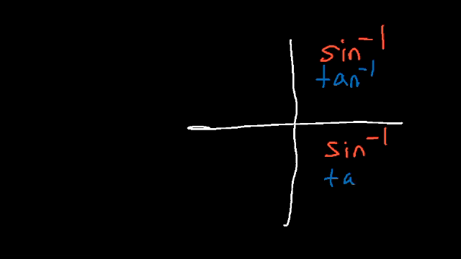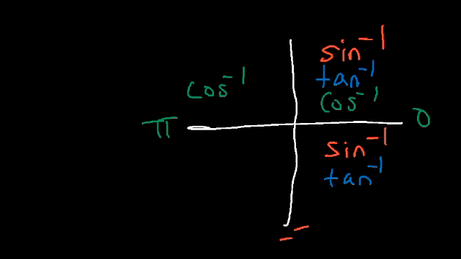You need to realize that the inverse functions have restricted domains. Inverse sine can only exist in quadrants 1 and 4. It doesn't exist in quadrant 2. That's why inverse sine 1/2 does not equal 150, because 150 is in quadrant 2. Inverse tangent also exists in 1 and 4. Inverse cosine exists in 1 and 2. Now, inverse cosine can only be between 0 and pi, or 0 and 180. Inverse sine has to be between negative pi over 2 and pi over 2.